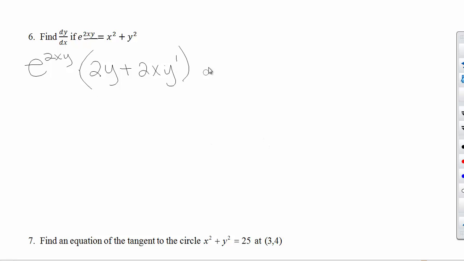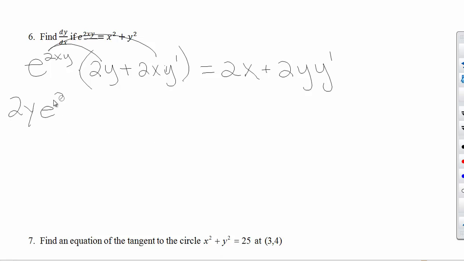And then the right side would just be derivative of x squared is 2x, and the derivative of y squared would be 2y y prime. Again, on the left side, my y prime's in parentheses, so I need to distribute that before I can collect the y prime. So I'd have to distribute e to the 2xy. So I'd write it as 2y e to the 2xy plus 2x y prime times e to the 2xy. That's just distributing the e to the 2xy. And then writing the right side.